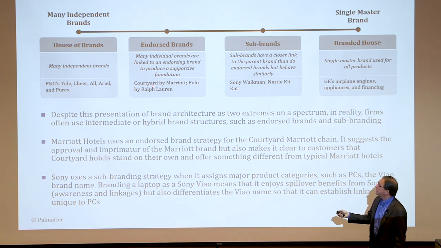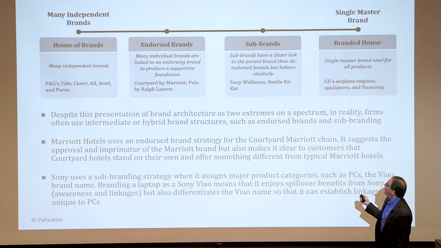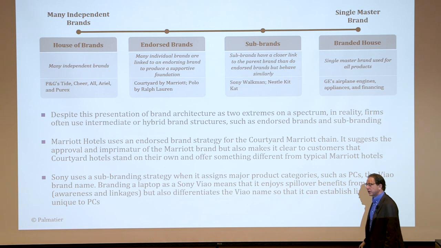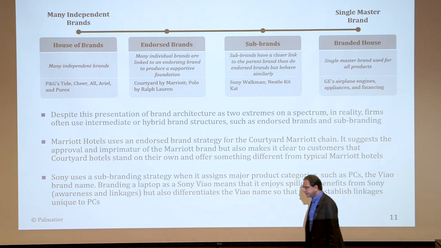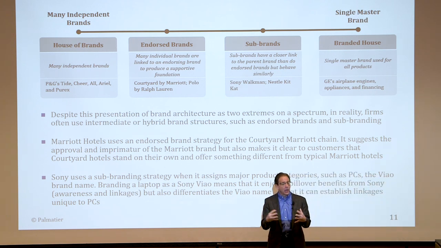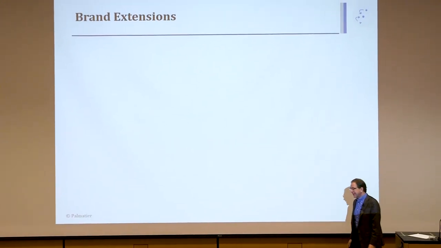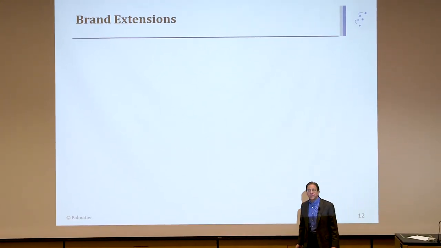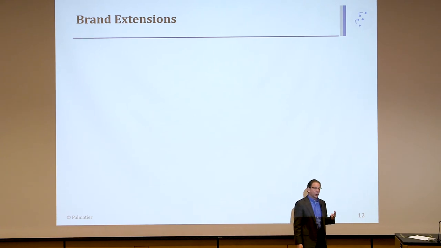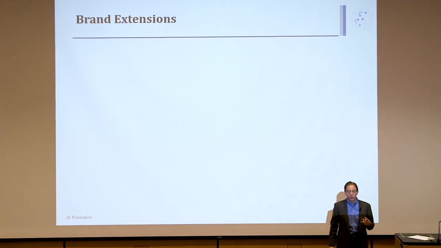So these are ways to get a little bit of the benefits of both. Courtyard by Marriott got some of the efficiency of a branded house, but then it got some of the separation from a house of brands. So it achieved their objective. How we decide to put all our brands together, that's our brand architecture. Now let's talk about another brand strategy. These are brand extensions. And there's a number of different types of extensions. Typically, they can be categorized into three different groups.